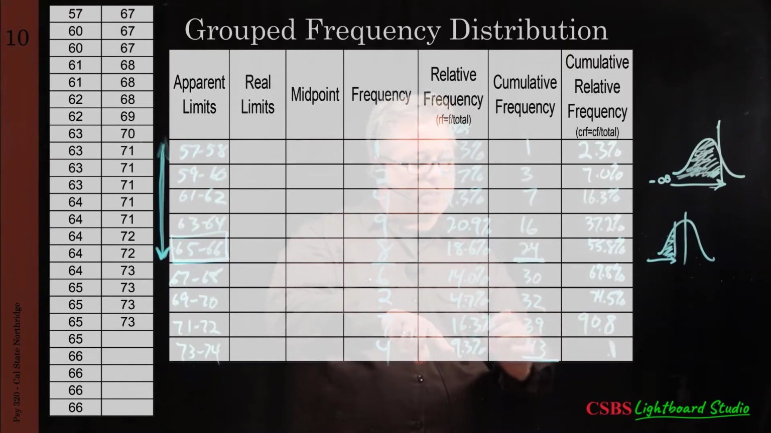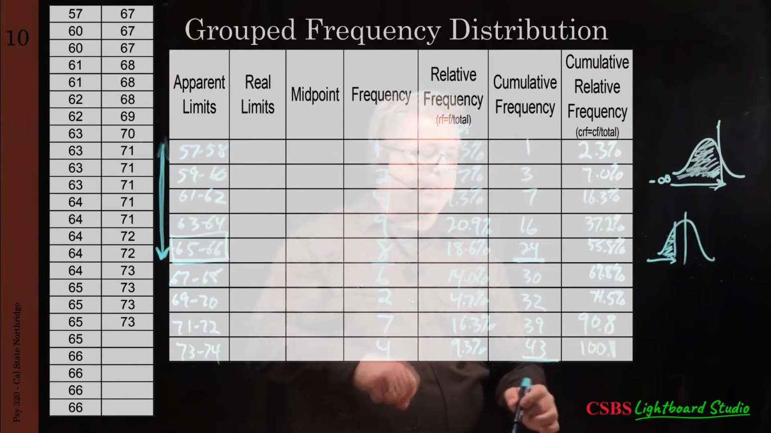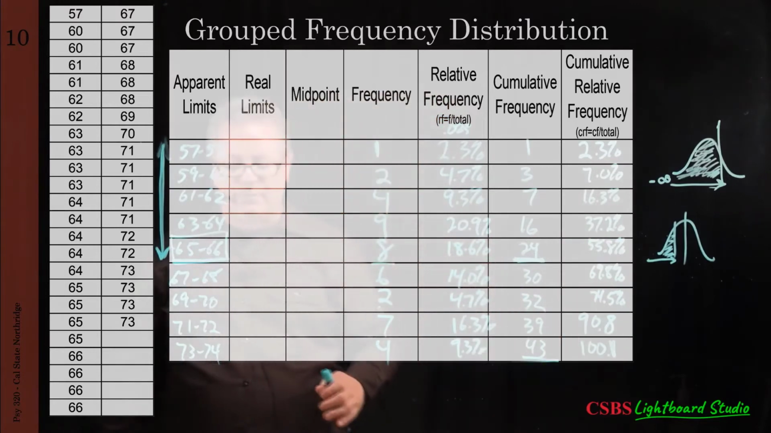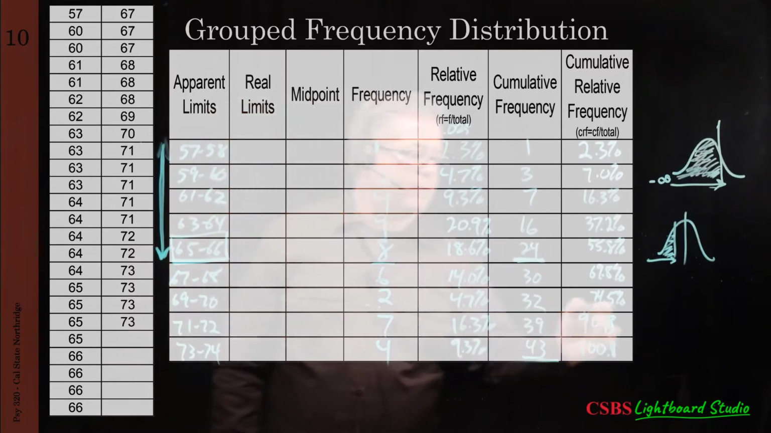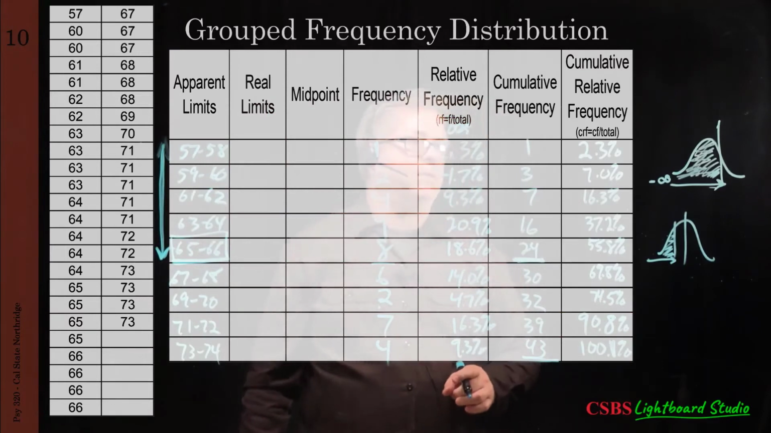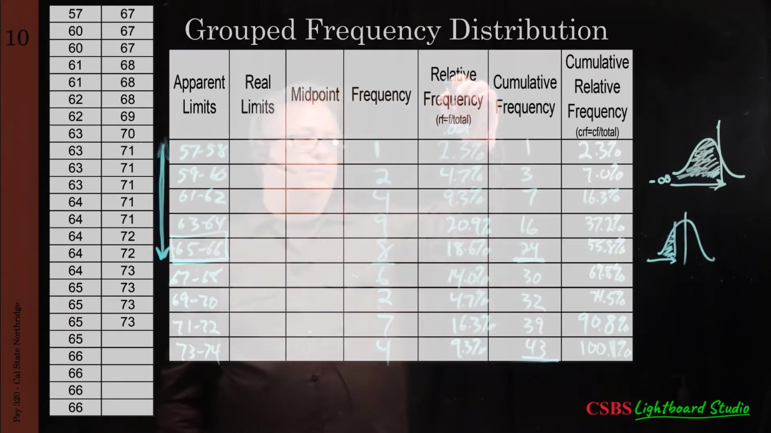90 plus another one, yeah, so it's 100.1 is what I get. That's because of the rounding. We're rounding to 1 decimal. It's going to be off a little bit. Questions so far? These are both percentages as well. I'm talking about this column here.